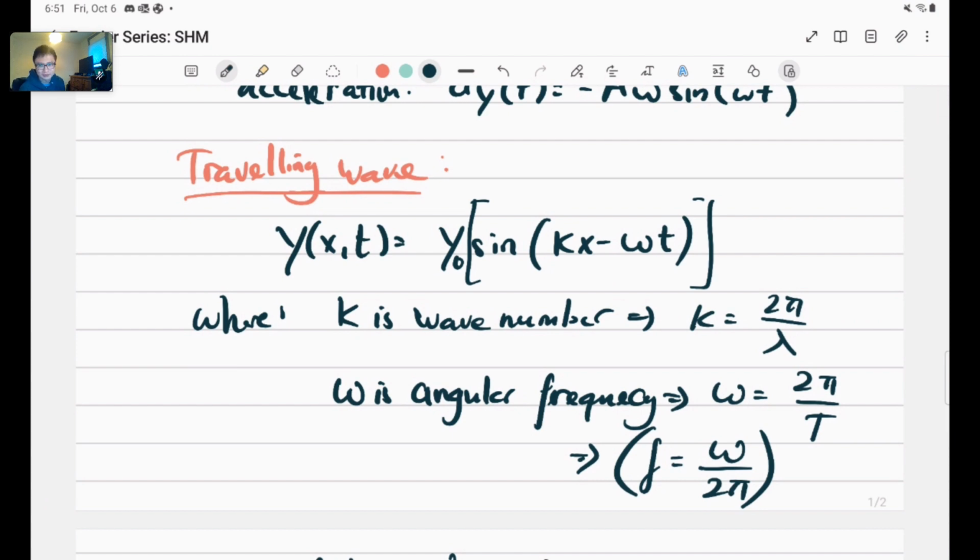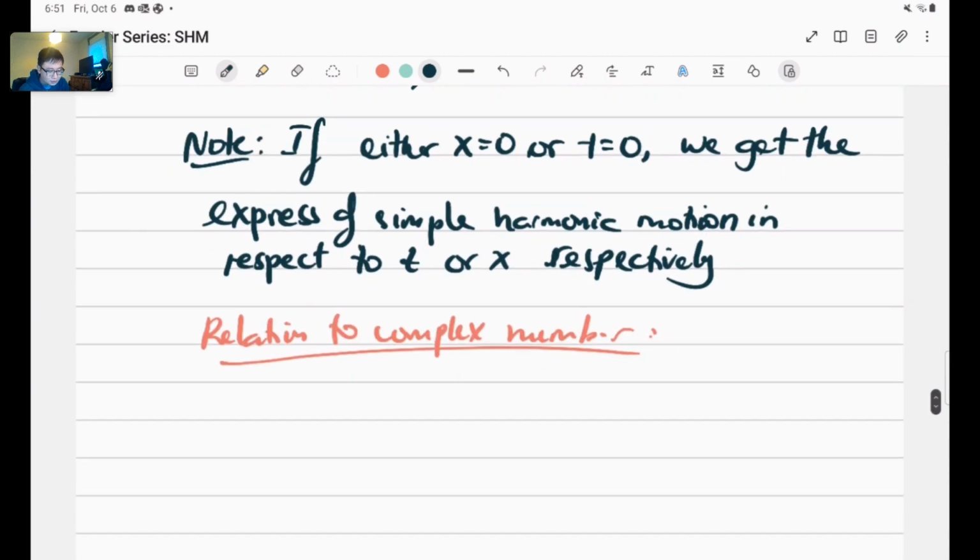But just ignore the cosine. I don't care about the cosine. I only care about the sine here.